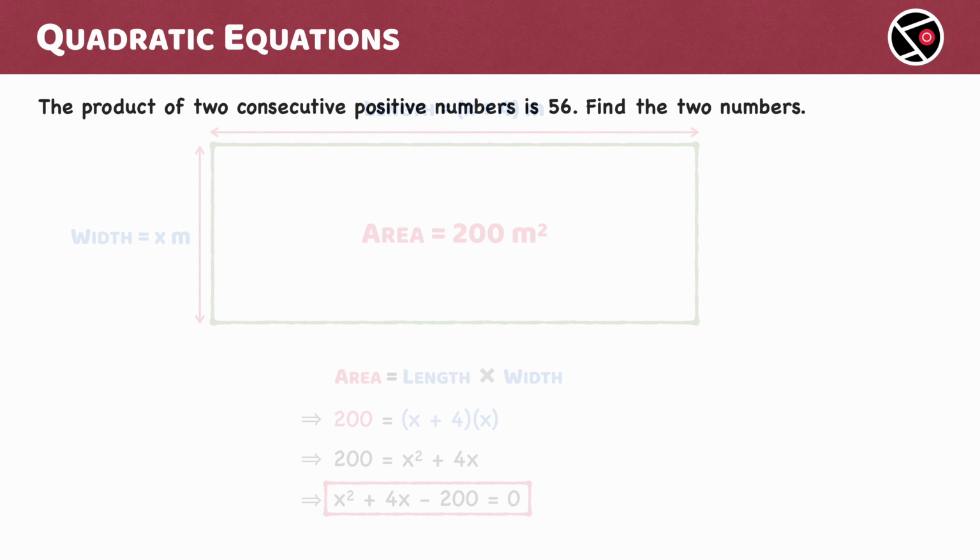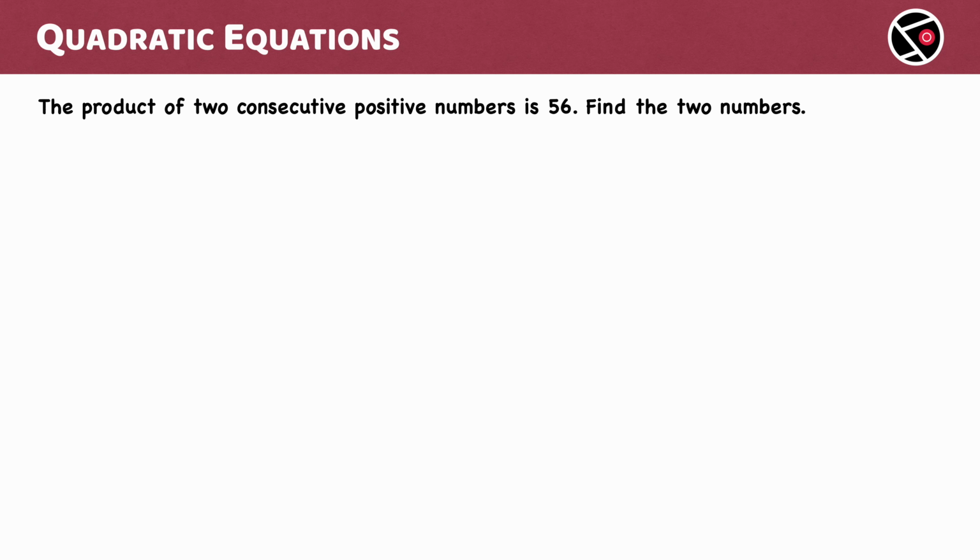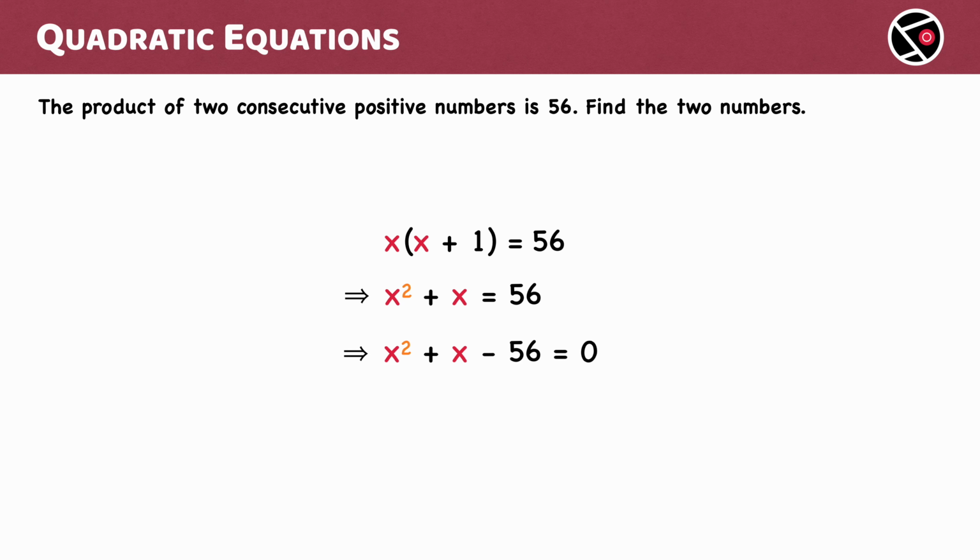Here is one more example. The product of two consecutive positive numbers is 56. Find the two numbers. Pause the lesson and give it a try. Alright. Let the first number be x. The second number will be x plus 1. x times x plus 1 equals 56. X square plus x equals 56. X square plus x minus 56 equals 0. Again, we have a quadratic equation.